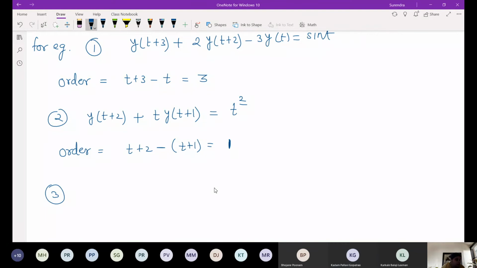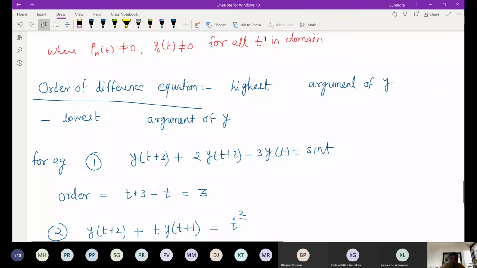Third, you can take as minus yt is equal to 0. So what is the order? T plus 3 minus t. So 3. Is that okay? Yes, ma'am.